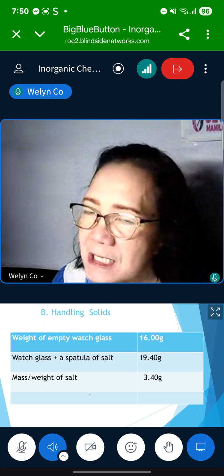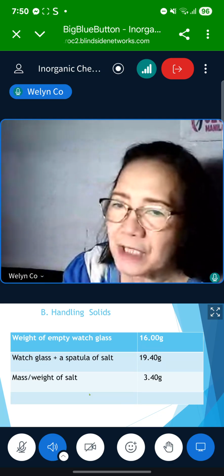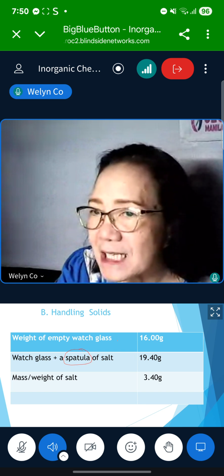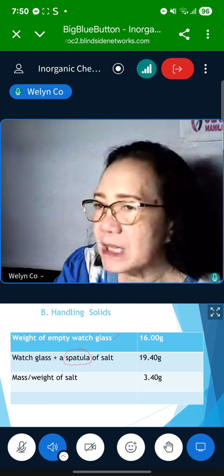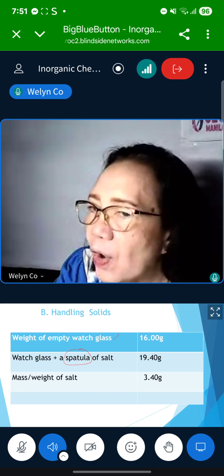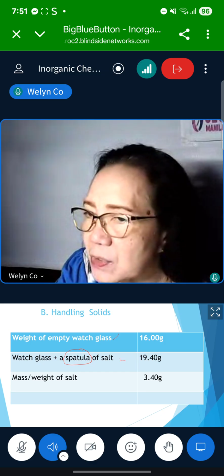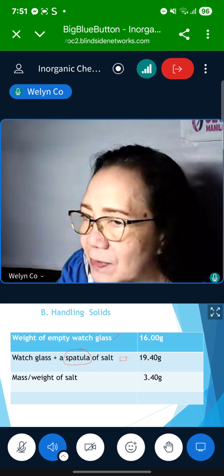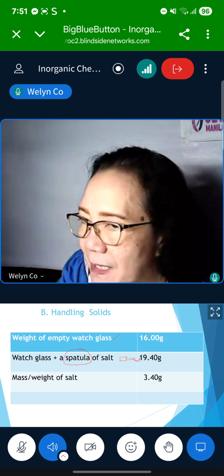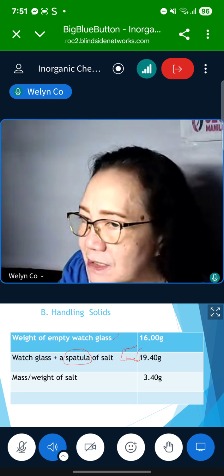Then for handling solids, example, we have to weigh here 3.4 grams. We use a spatula lang eh. So what we have to do first is to weigh the empty watch glass. If the weight of the empty watch glass is 16.9 and a spatula of your salt is placed on a spatula. So yung spatula, 'di ba, ito yung flat end ng ating ano. Ito naman yung scoop eh. Ito yung scoop sa ilalim, sa kabila. Ito yung spatula.